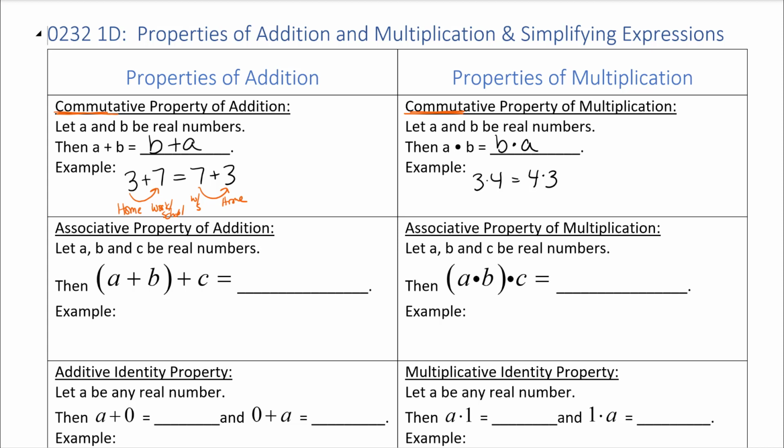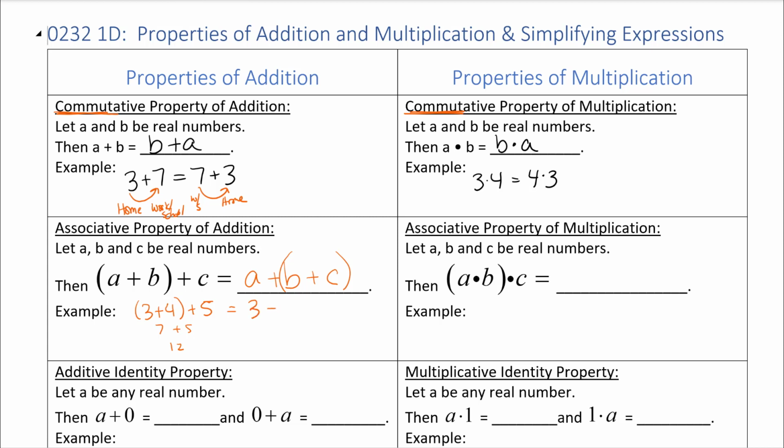For the associative property, let A, B, and C be real numbers. Then we have 3 numbers always for associative: A plus B plus C with the parentheses around the A plus B. The associative property seems similar to the commutative property, but what it does is let you move the parentheses around for any addition problem. So I could first add B plus C, then add A. For example, I could take 3 plus 4 plus 5, and 3 plus 4 is 7, and 7 plus 5 is 12, okay?